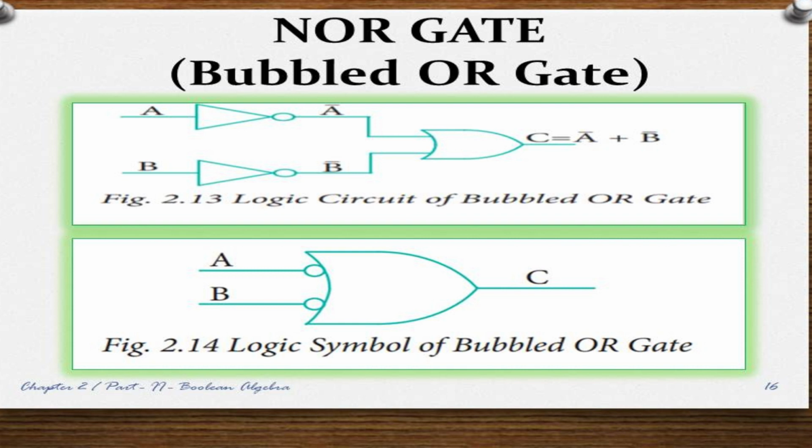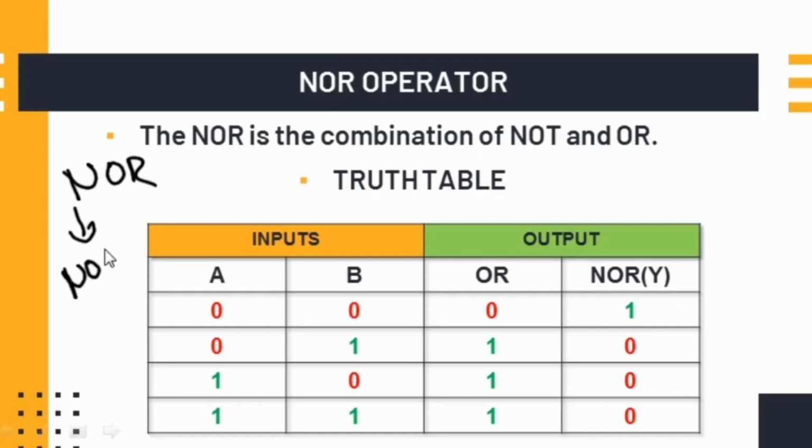The next one is the NOR gate. We can call it a bubbled OR gate too. So this is the logical symbol of the NOR gate. The NOR gate is basically the combination of the NOT gate and the OR gate. So the combination of NOT and OR will produce the NOR gate. So here is the truth table for the NOR gate.